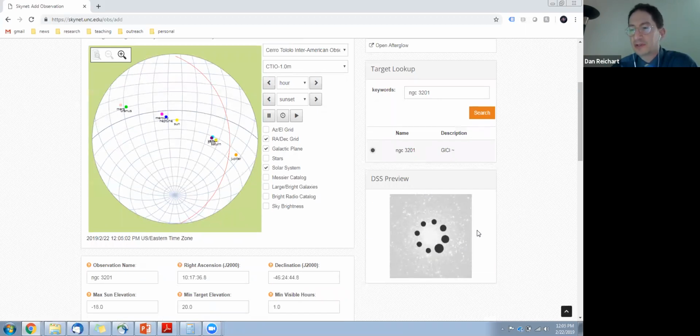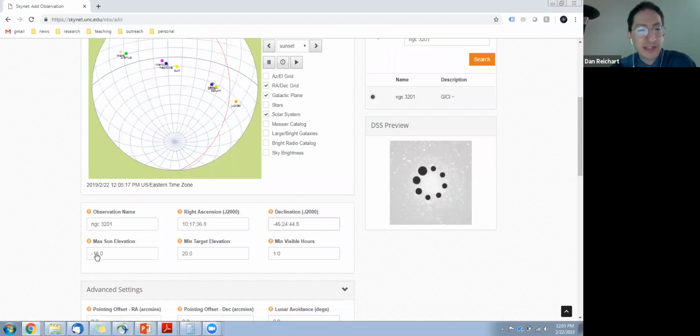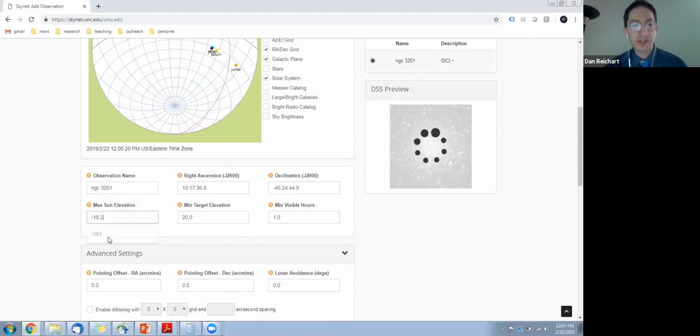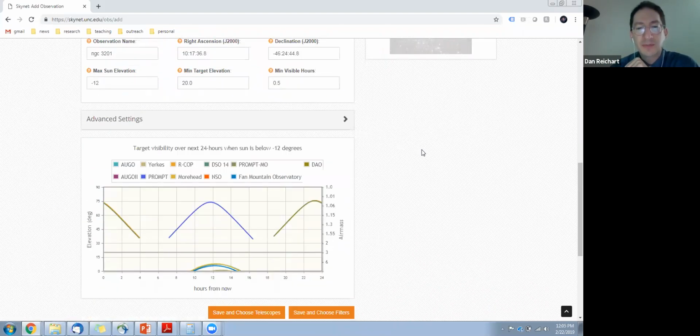A preview usually comes up fast, but if it's slow, it's usually a problem with our server to the DSS, not on our side. We see that occasionally. I'm seeing that right now. But it doesn't matter. And here we have observation name. They can, of course, change that as they want. And we have the recommended defaults, the lab minus 12, 20, and up for at least half an hour is what we recommend. The advanced settings, we don't need that.